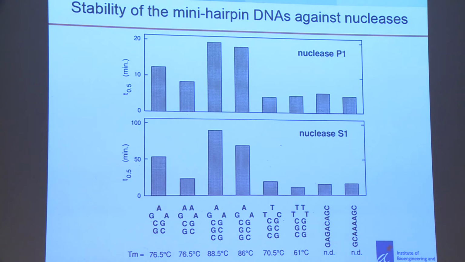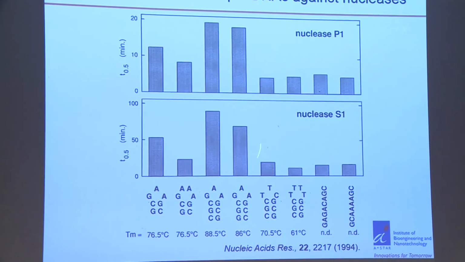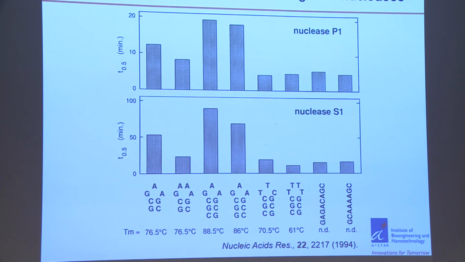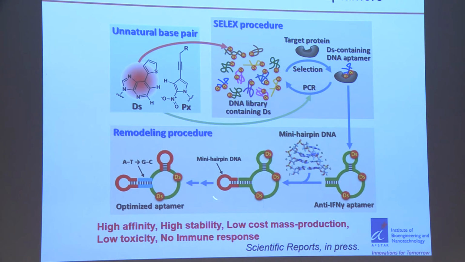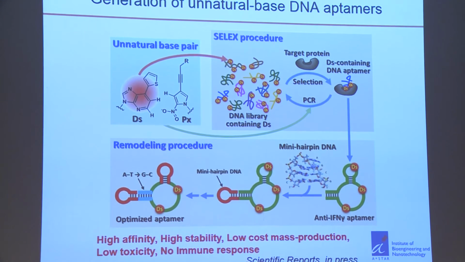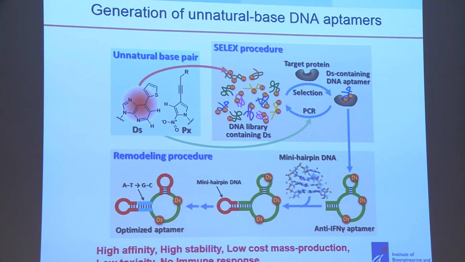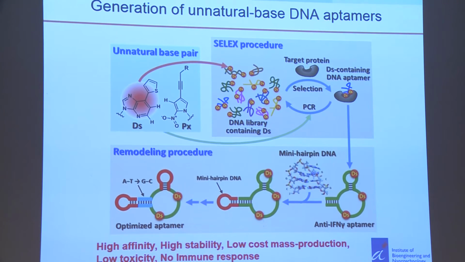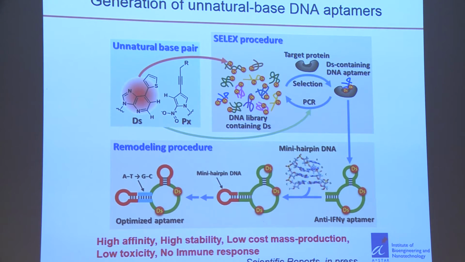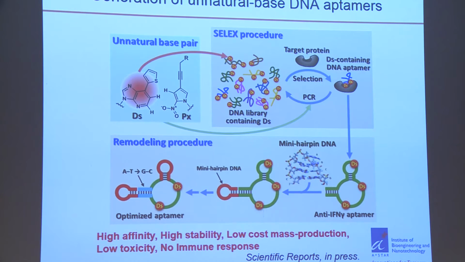So the important thing is this thermally stable mini hairpin DNA also resists nucleases. These are very stable against nuclease P1 or nuclease S1. So that's why if we add it to the 3' terminus of the aptamer, this structure blocks the 3' exonuclease activity. And also if you add it to the internal structure of the aptamer, the aptamer gains increased structural stability. So then the total structure is very stable even against nucleases.